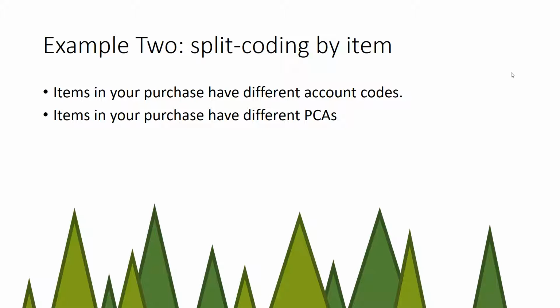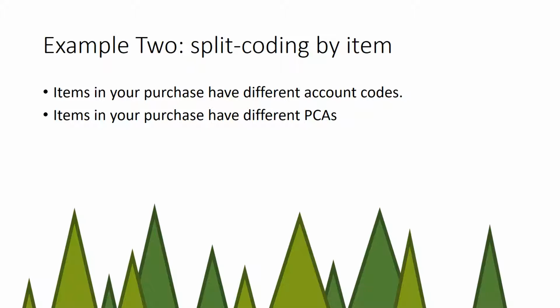But let's go on to example 2, split coding by item. You might make a purchase of more than one item, where different items in the purchase are charged to different account codes because they're a different type of item, such as subsistence, which is legacy code 506, and a housekeeping item, which is legacy code 512. Those also have different account codes. Or perhaps different items in your purchase are being charged to different PCAs, or even to different reporting structures, perhaps to a different unit.